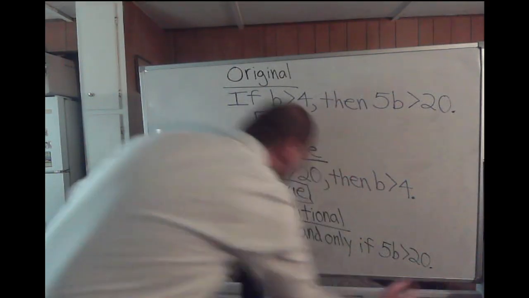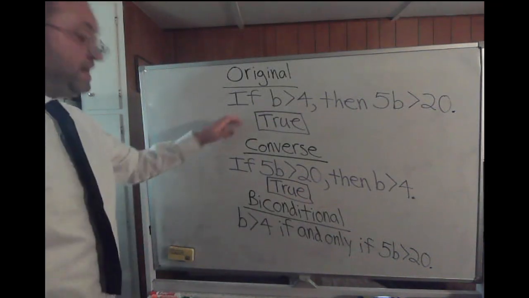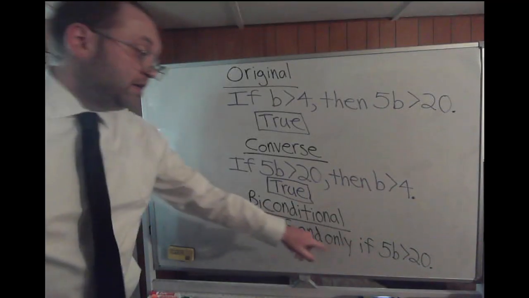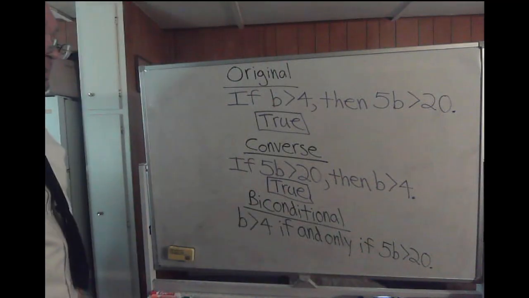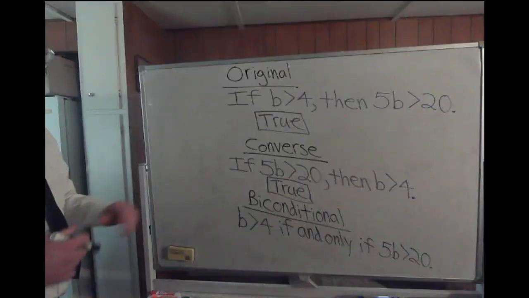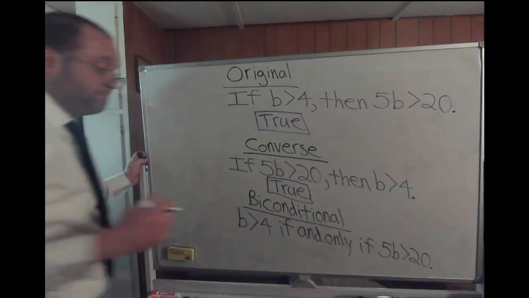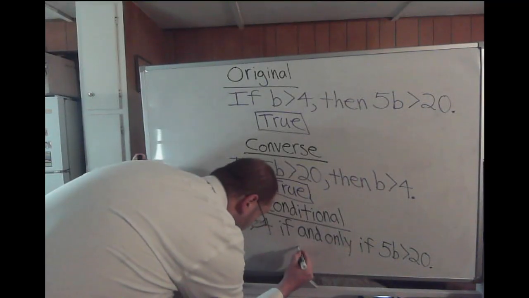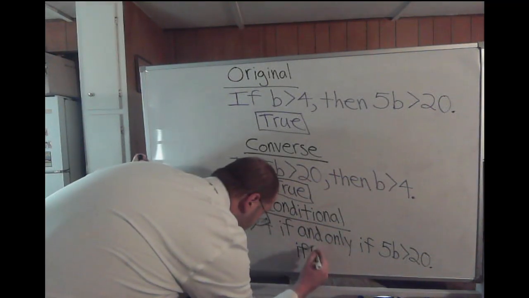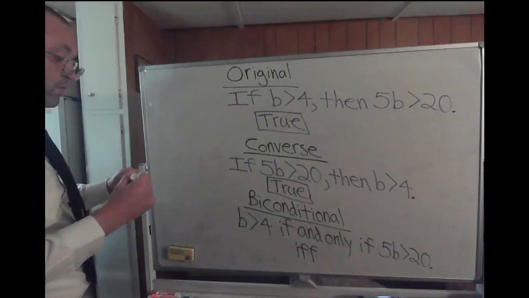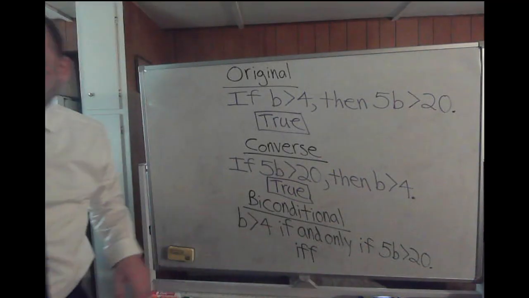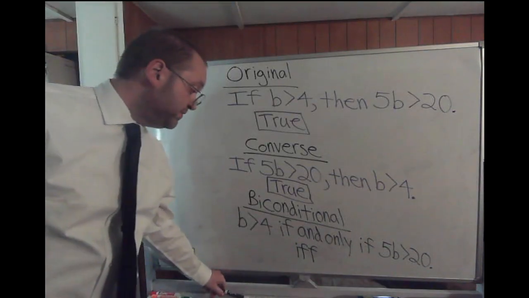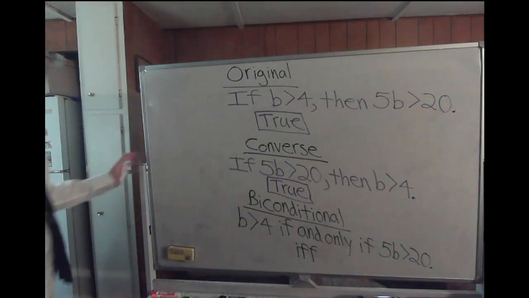So the biconditional starts with the hypothesis without the if. It'll say b is greater than 4 if and only if 5b is greater than 20. That's what's called a biconditional statement, when it has if and only if. And there is a way in geometry we abbreviate if and only if. We abbreviate it IFF. IFF stands for if and only if. So that's actually good to know for when we're doing proofs. Use IFF for if and only if.